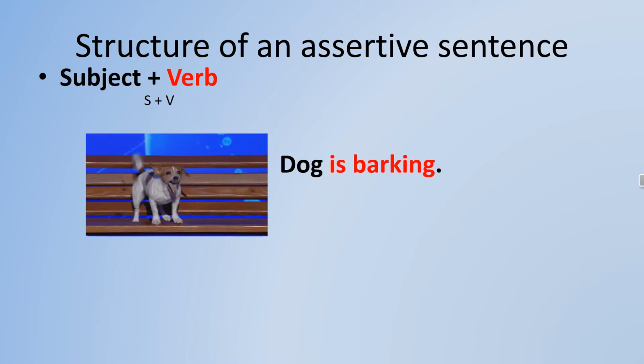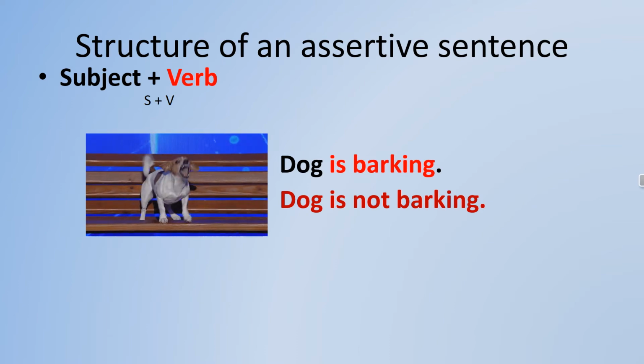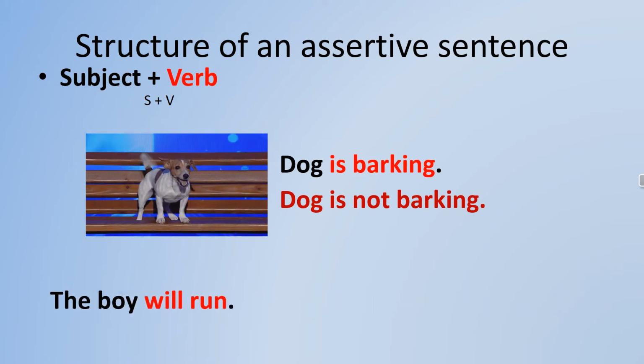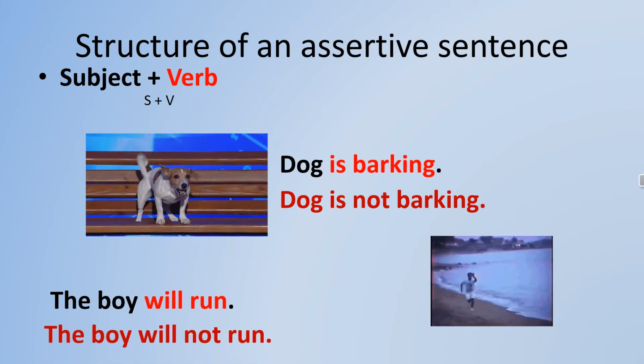Now we see the negative of it. Dog is not barking. What did we do? We added not after the auxiliary verb. To make negative, we add not after the auxiliary. Let us see one more sentence. The boy will run. This is an affirmative and the negative will be the boy will not run.